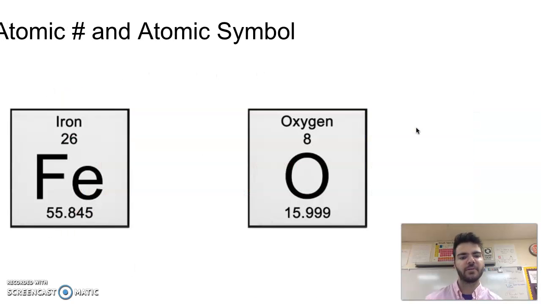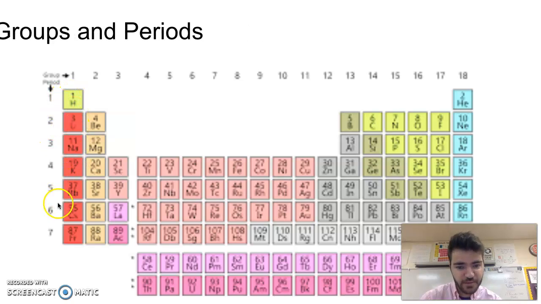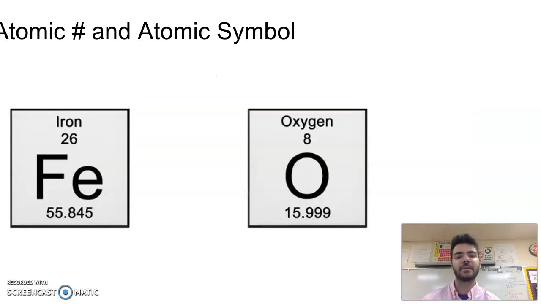And then atomic number and atomic symbol. The atomic number is just that number at the top. And if we go back to our normal periodic table, this one has them all numbered off all the way to 118. So those numbers at the top are what we call atomic numbers. I'm not going to get into what that number means just yet, but just know that nice whole number at the top is our atomic number, and there are 118 of them. So iron's atomic number is 26. Oxygen's atomic number is 8.